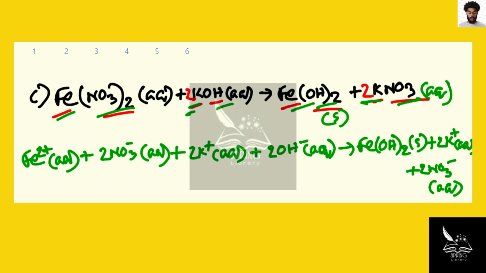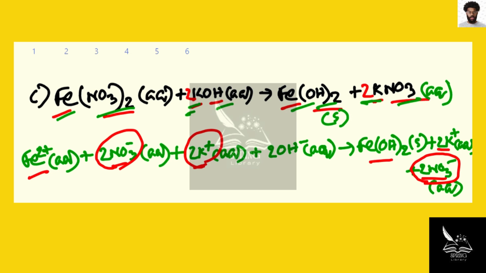Now we will find out our spectator ions here. So we have one iron ion here, but we don't have an iron ion here. We have two nitrate here and two nitrate here. That means nitrate is our spectator ion here. And then we have two potassium. That means potassium is also a spectator ion. And so our spectator ions here are nitrate and the potassium.